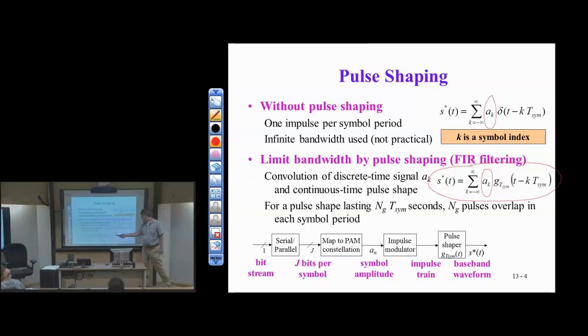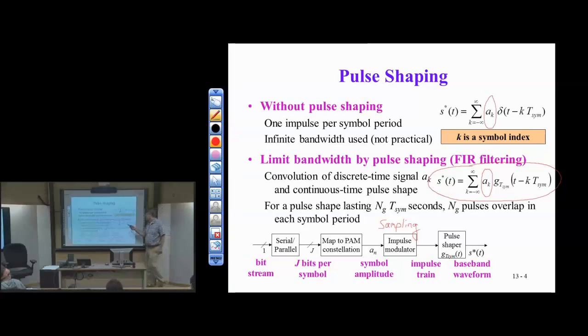Multiplying by an impulse train is another model for sampling. So we're sampling at the symbol time at the impulse modulator block. So this is another way of doing sampling. As you might guess, we could move the sampling later, which we'll do, and do the filtering in discrete time, which we'll do in just a second.